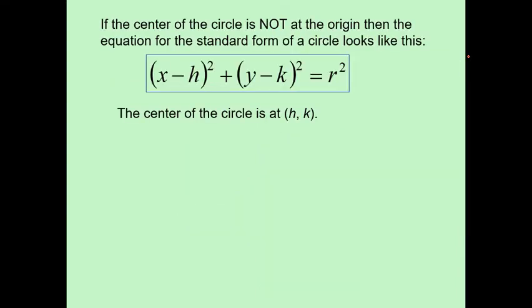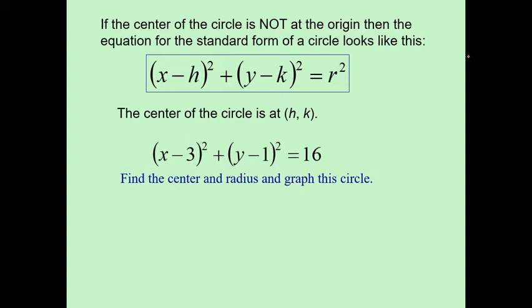If the center of the circle is not at the origin, then the standard form of the equation of a circle looks like this: (x minus h) squared plus (y minus k) squared equals r squared. The center of the circle is at (h, k). Please remember when we were doing our transformations, what was h? What was k?